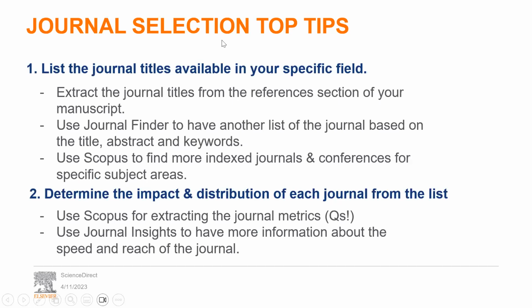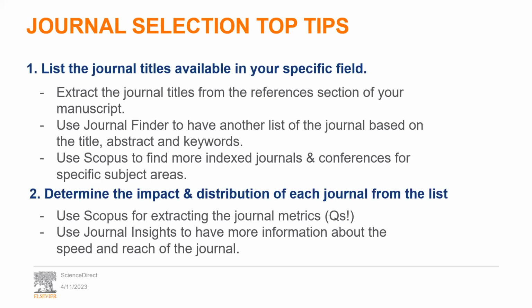So for this journal selection top tips, first of all, I would like to create my list. To create my list, I need to list the journal titles that are available in my specific field. We have different information here and different tips we need to identify. First of all, I would like to extract the journal titles from the reference section of my manuscript. And that's exactly checklist number 1 that we mentioned in the last slides. So I need to prepare the preliminary or the draft of the list of the journals.